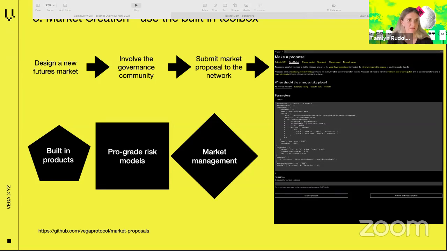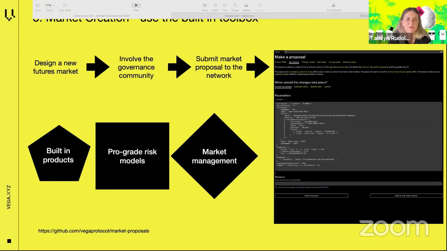So that's the market creation toolbox, let's say, because the reason it's a market creation toolbox is if you are a market creator, you don't need to go and rebuild or worry about any of this stuff. The thing you really need to think about is the futures market that you're designing and looking to launch on the testnet.